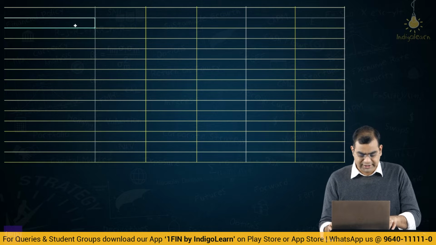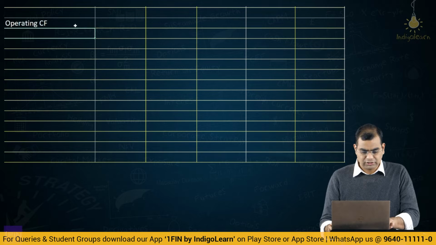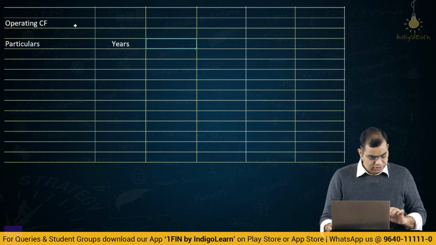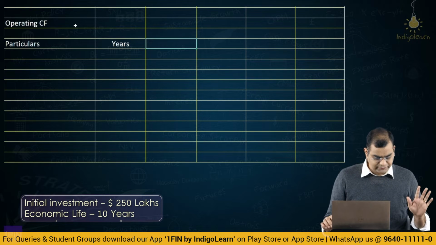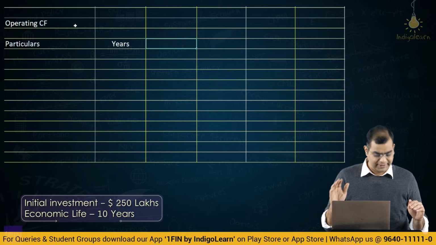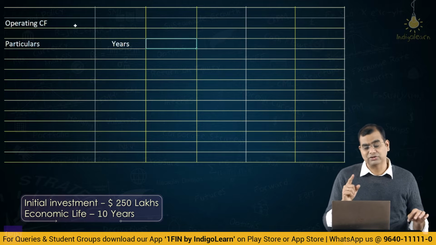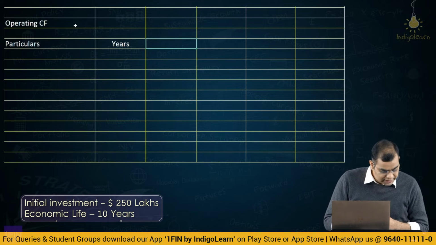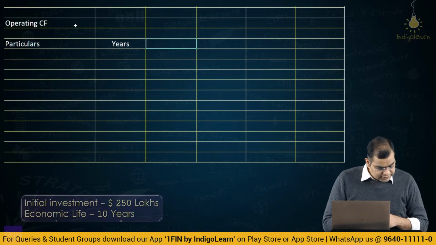First, we will compute the equity portion, or operating cash flows. I will say here particulars, years. So, first what have they said? They have said initial investment in purchase of equipment is 250 lakhs. That is an outflow, so you will subtract it towards the end. The economic life of the equipment is 10 years, which is required for your depreciation purpose. Then the EBITDA to be collected.